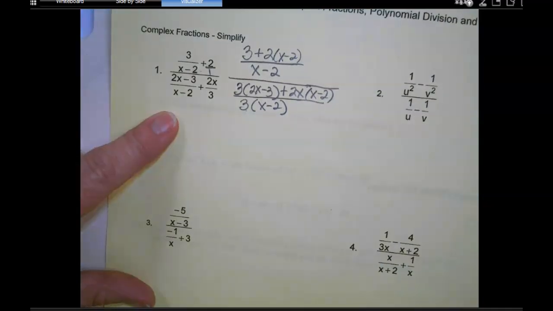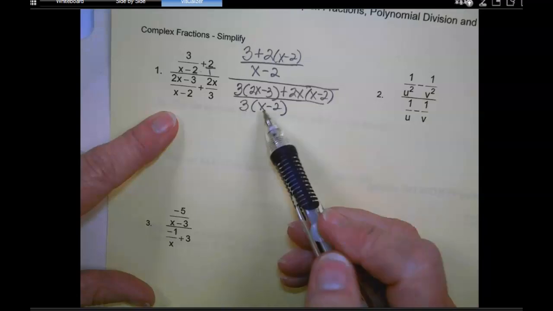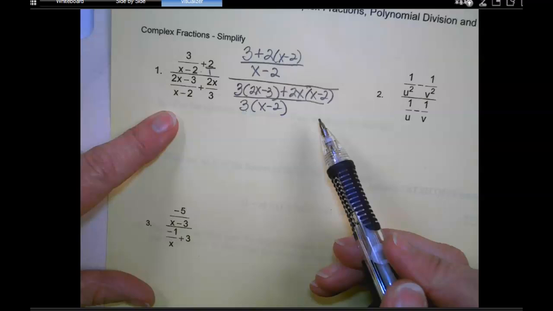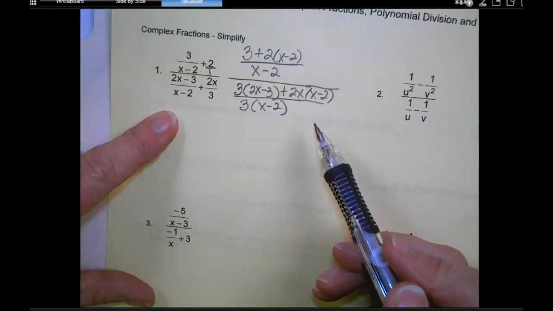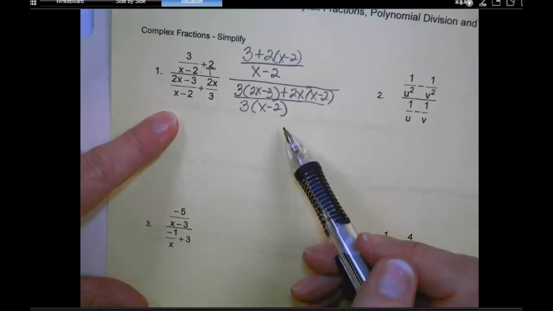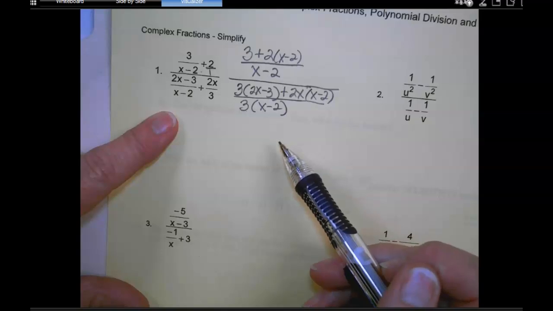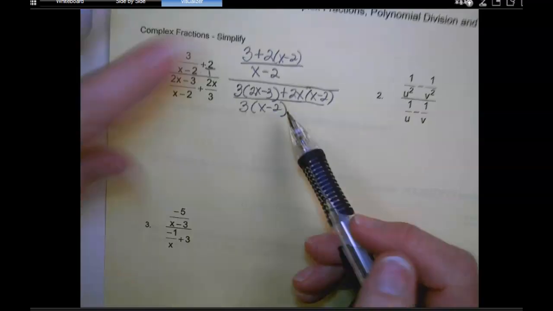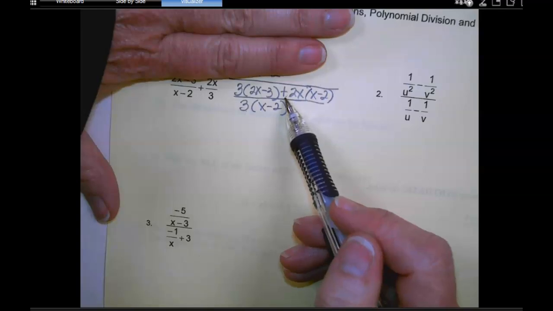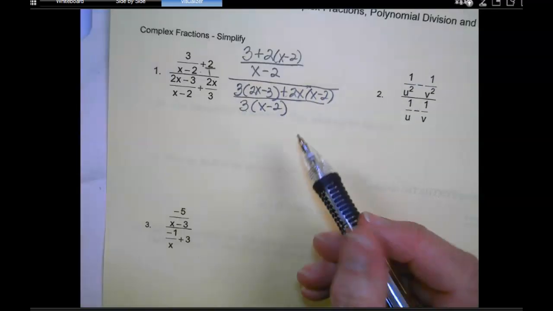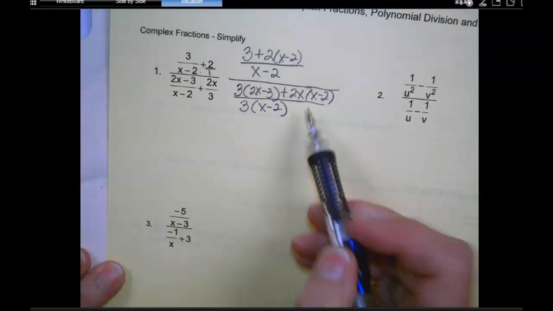Okay, so before I go on, can I go ahead and cancel my x minus 2's here? You cannot. Angel, tell me why the answer is no. What's here? The plus sign. And you can't do it if there's a plus or a minus. I don't know how many times I can say this, but you cannot do that.